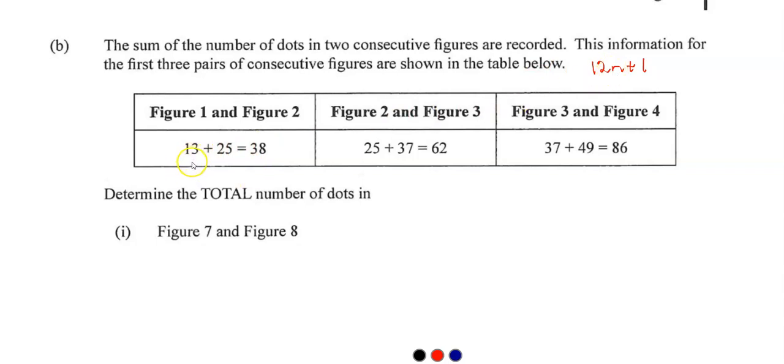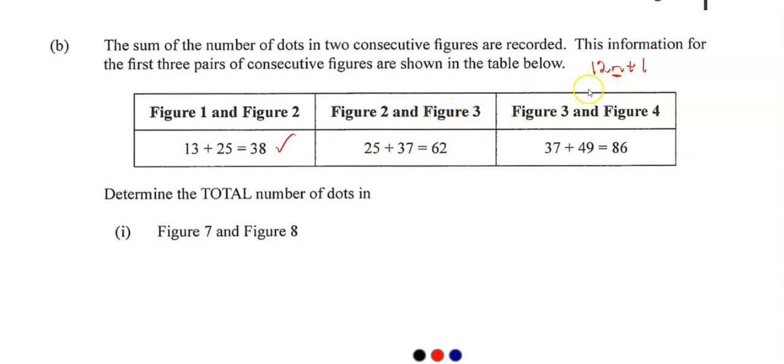So in figure 1, we would have 12 times 1, that's 12, add 1, that's 13. So here in this formula, where the n is, it has to do with the position of the figure. So figure 1 would be 12 times 1, that's 12, add 1, that's 13. That's correct. Figure 2 would be 12 times 2, that's 24, add 1, that's 25, and you add them, that's 38, so that's correct.